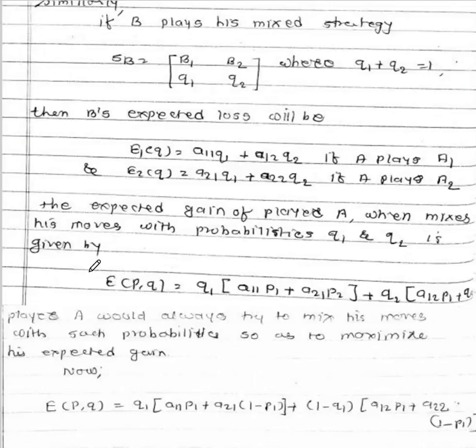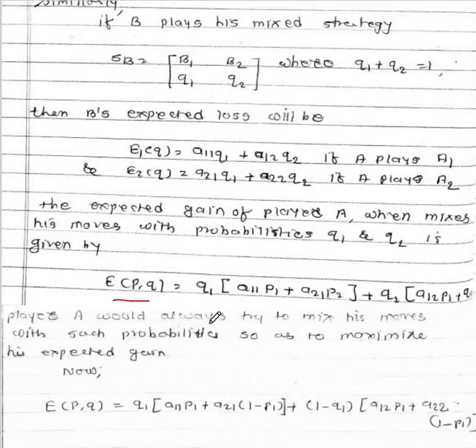Then the expected gain of player A, when he makes his moves with the probabilities q1 and q2, is given as E(p,q) equal to q1 in brackets (a11 p1 plus a21 p2) plus q2 (a12 p1 plus a22 p2). So this is the expected gain of player A.